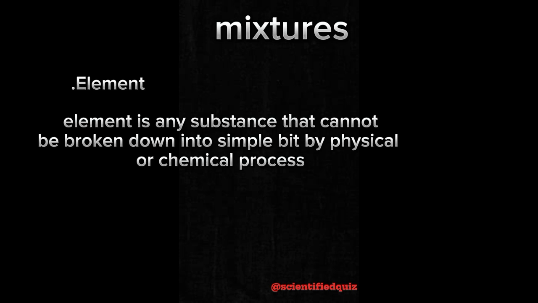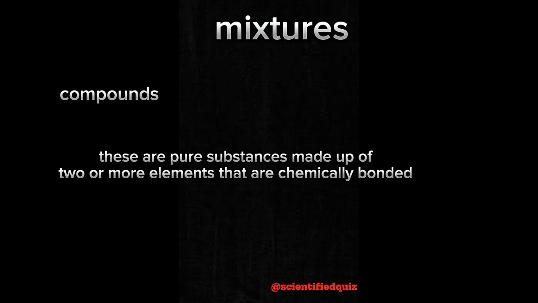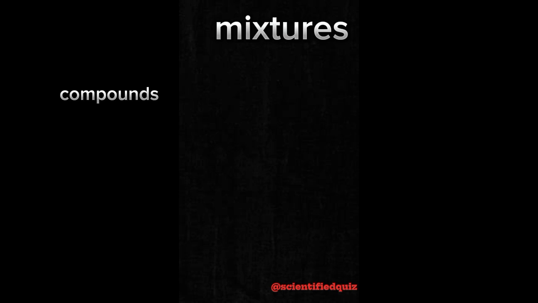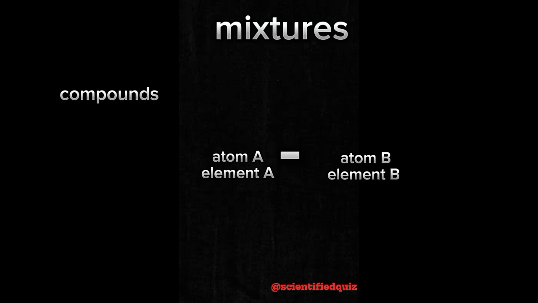So this makes us understand that elements can't be destroyed because they contain only one kind of atom, which can't be destroyed. In contrast to elements, we have compounds, which are pure substances that are made up of two or more elements that are chemically bonded. This tells us that compounds can be broken down due to the fact that they contain two or more kinds of atom. So these kinds of atom can be separated.